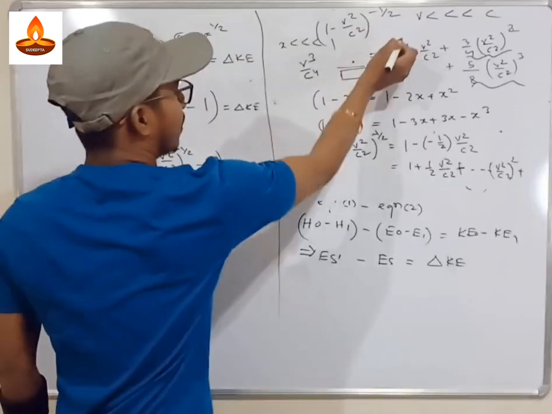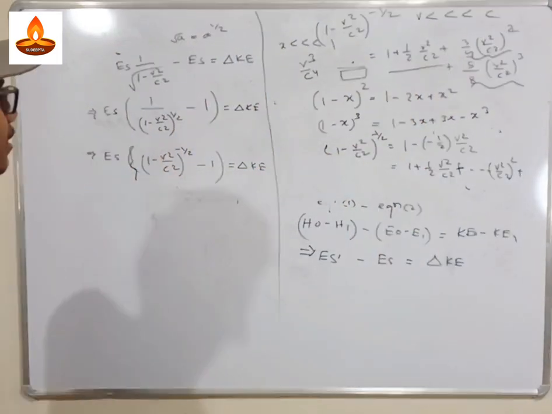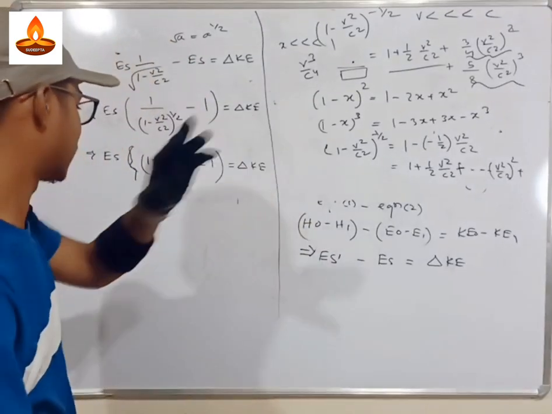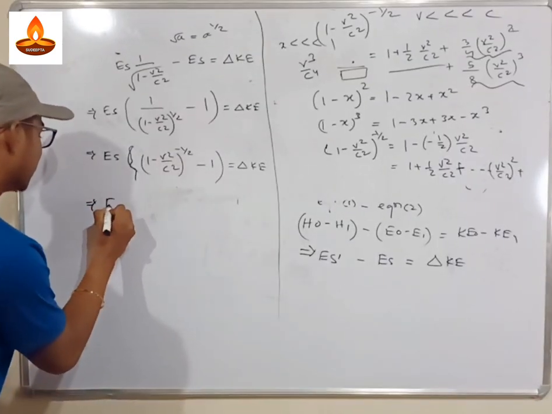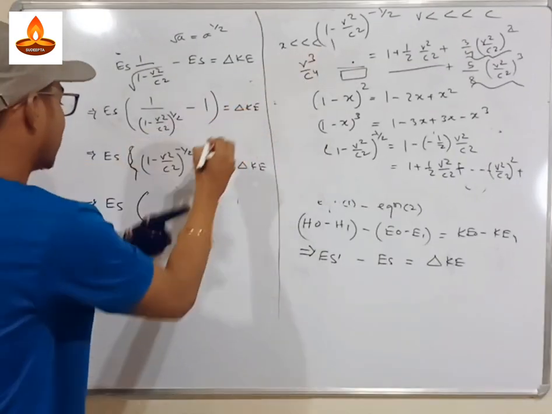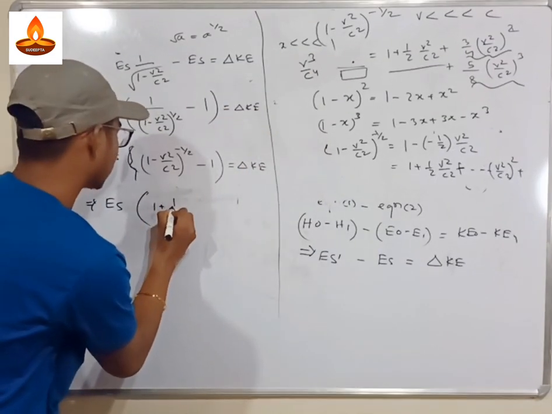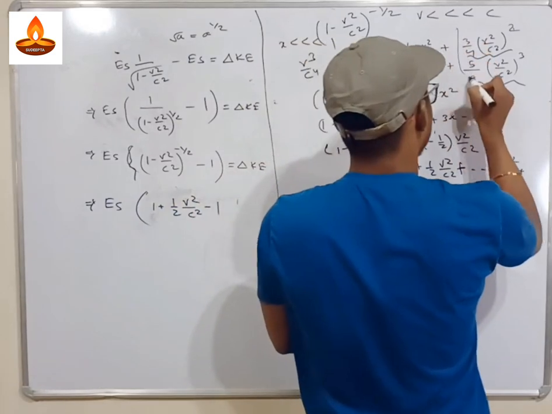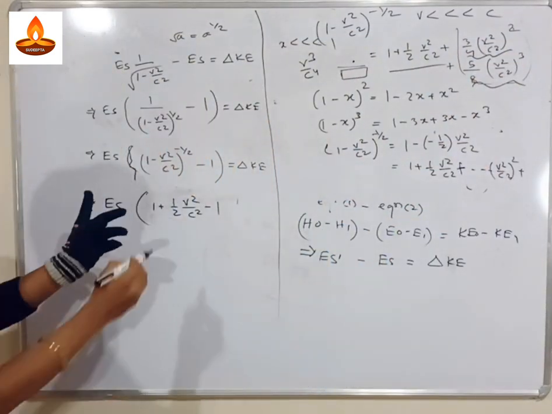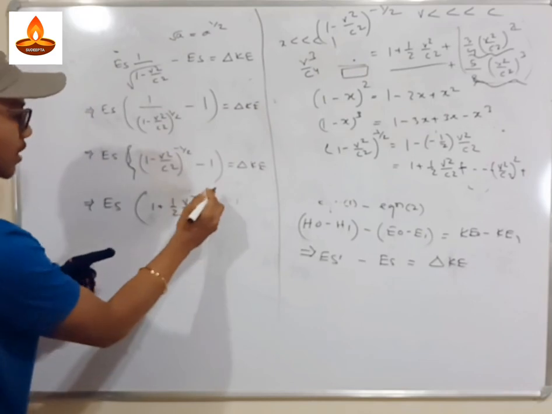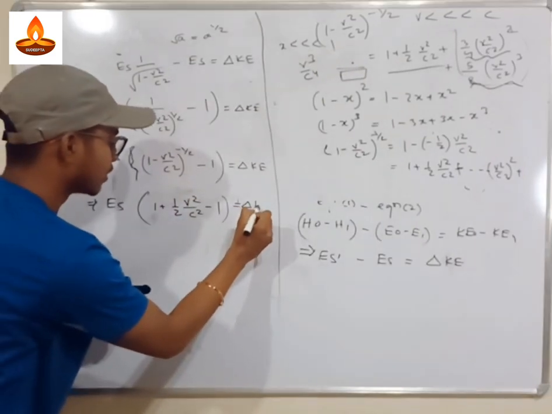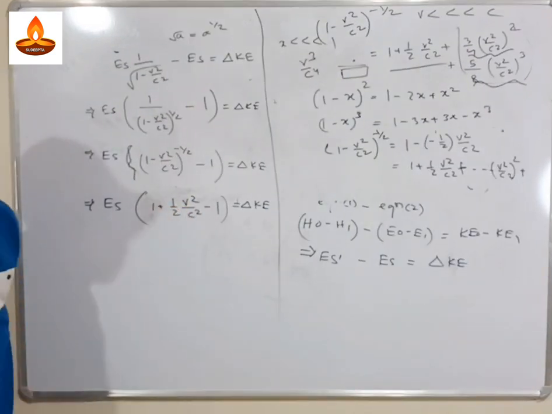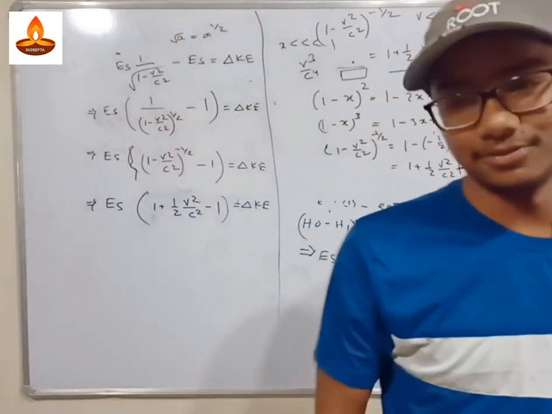So what we can see in this form is that we can apply these things. That is, 1 minus b square upon c square to the power minus 1 by 2 is equal to 1 plus 1 by 2 b square upon c square, right? So here we can apply 1 plus half b square upon c square minus 1. I neglect these terms. Minus 1. I apply this. That is equal to del KE, the change in kinetic energy. Here the 1 cancels out. You can see it. You will do it, I don't do it.